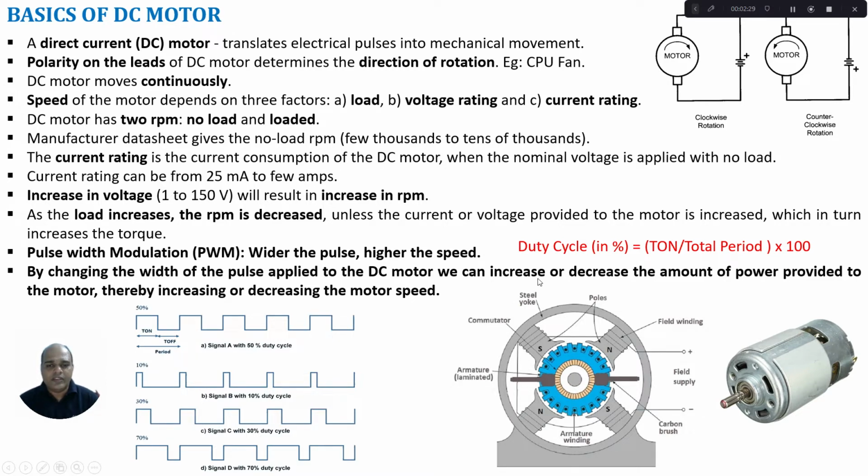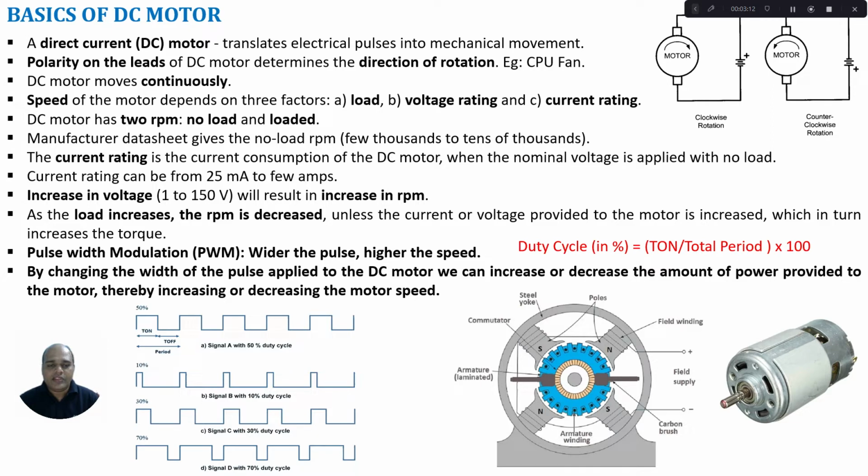Now let us see how we can vary the speed of a DC motor. We can vary the speed by three different methods: by changing the load, by increasing or decreasing the voltage rating, or by increasing or decreasing the current rating. Usually a DC motor has two RPMs, termed no load RPM and loaded RPM. No load means we have not connected any other equipment or objects to the motor. Loaded means we have physically connected some object to the motor, so the motor is under loaded condition.